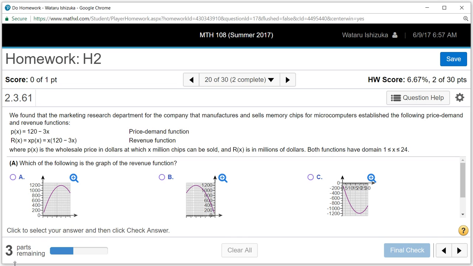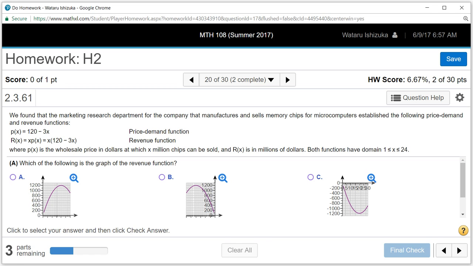Alright, let's look at homework 2, problem number 20. This company sells memory chips, and there's a price function and a revenue function given here, and we want to answer the question. Alright, let's look at part A. Which of the following is the graph of the revenue function?